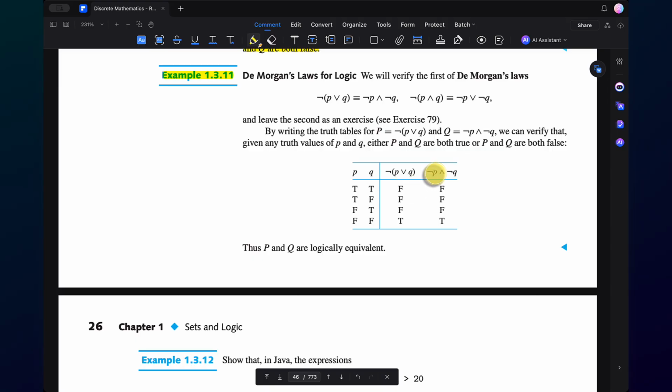Now you look over here to this one. If we have both true, then that would make not P false and not Q false, so that'd be false. So you can go through these and see that these are the truth values that you arrive at, and notice that they agree everywhere. So that makes them logically equivalent.